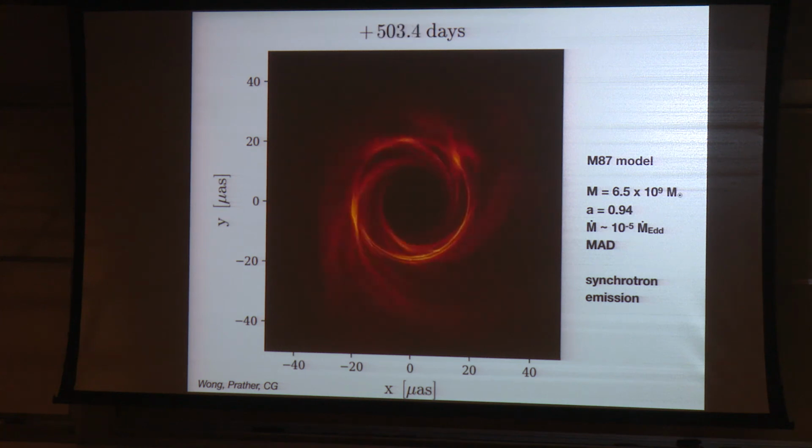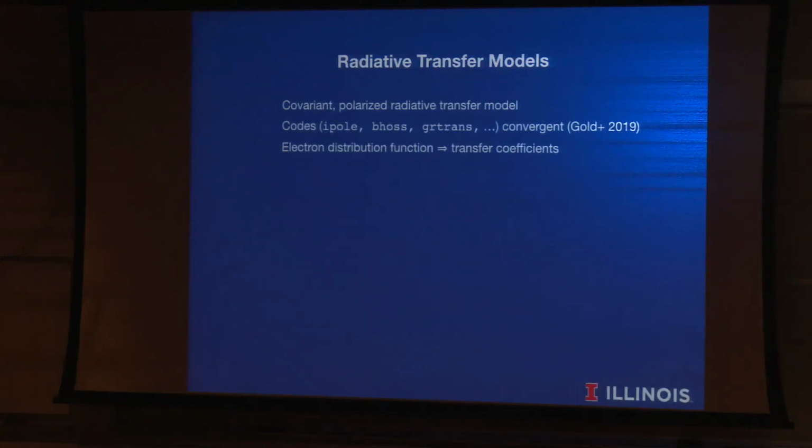Okay, so let me just quickly say what goes into this. So this is a covariant polarized radiative transfer model. So we just integrate the equation of radiative transfer. We have codes in the collaboration for doing this, and we know they're convergent. So there's a paper coming out by Roman Gold about this. And we know that if we know what the distribution of electrons over Lorentz factor is, the electron distribution function, then we can calculate the radiative transfer coefficients, the emission, absorption, and Faraday rotation coefficients, essentially exactly. So there are really no approximations that go in here once the electron distribution function is specified.